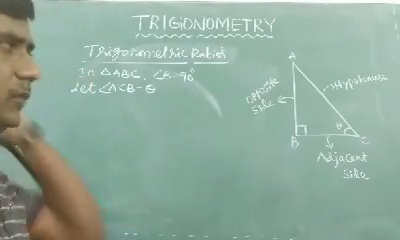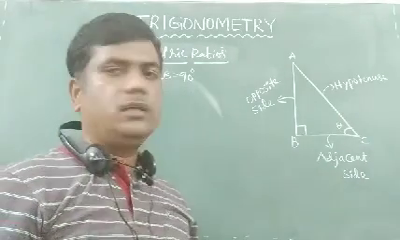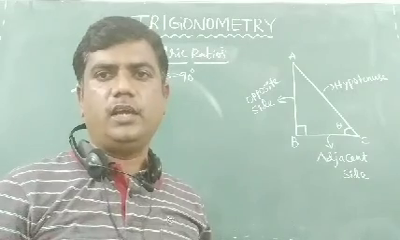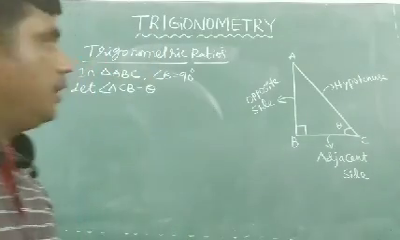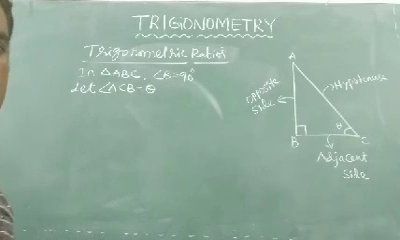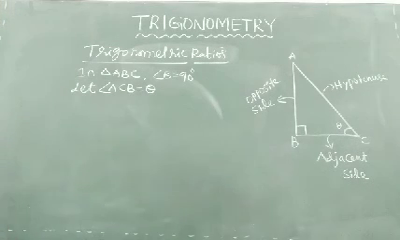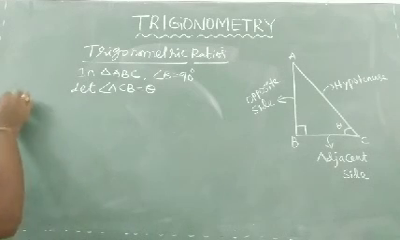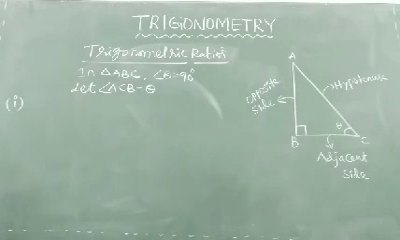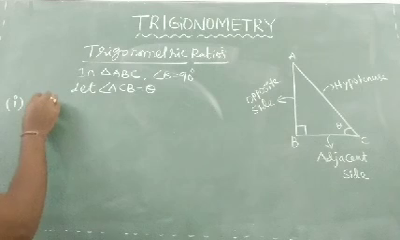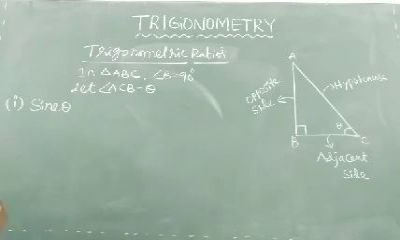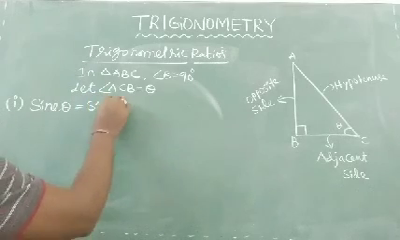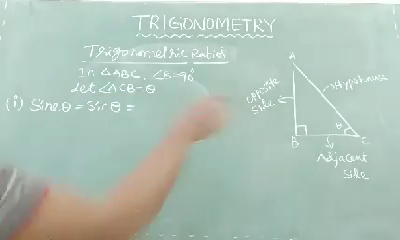Now we are comparing these three sides with each other. That is known as trigonometric ratios. In total there are 6 trigonometric ratios. The first one is sine theta, shortly we can write as sin theta. Here theta is the angle.